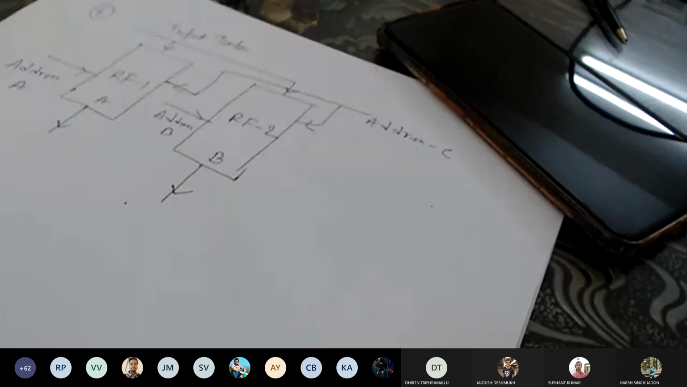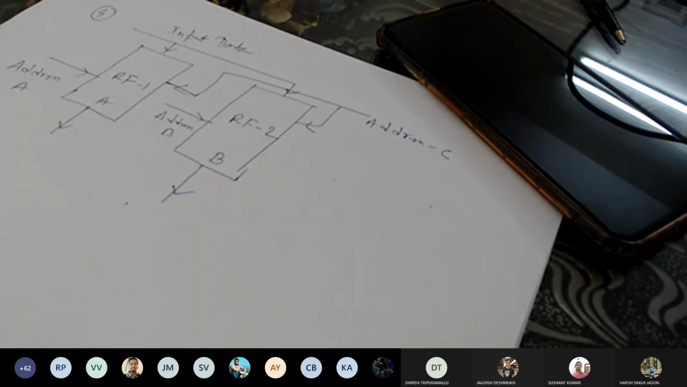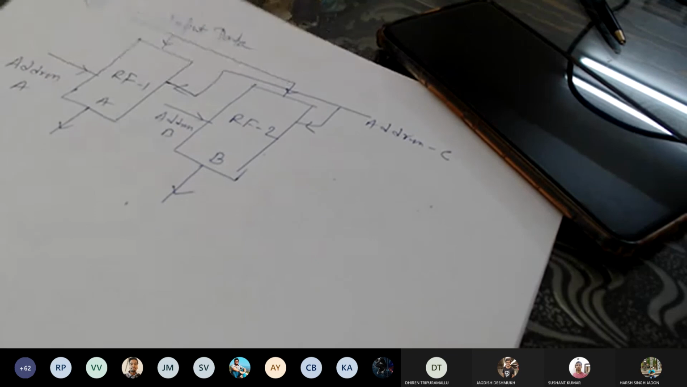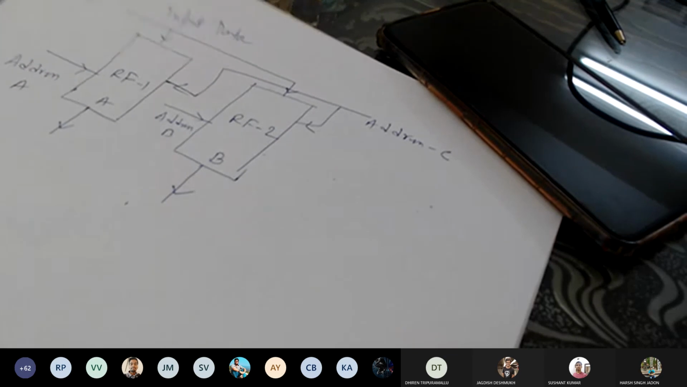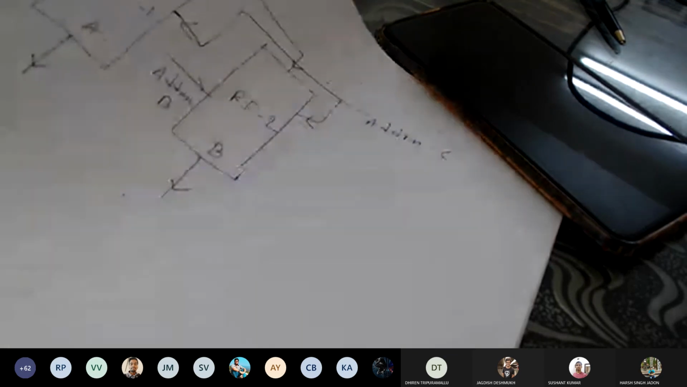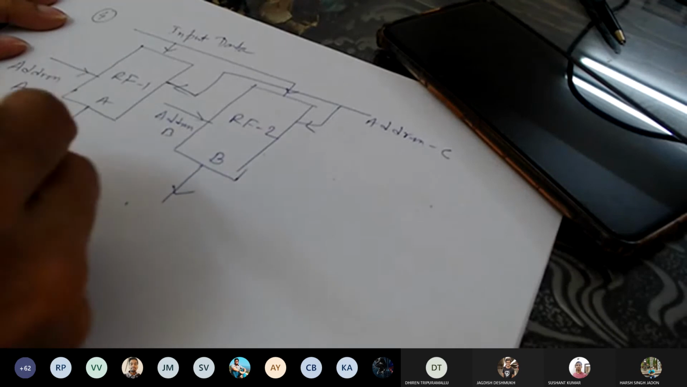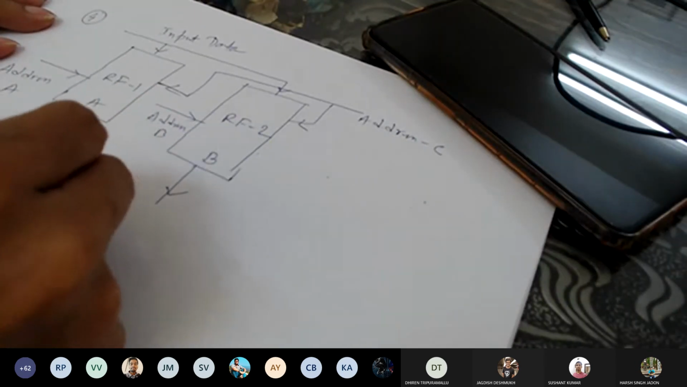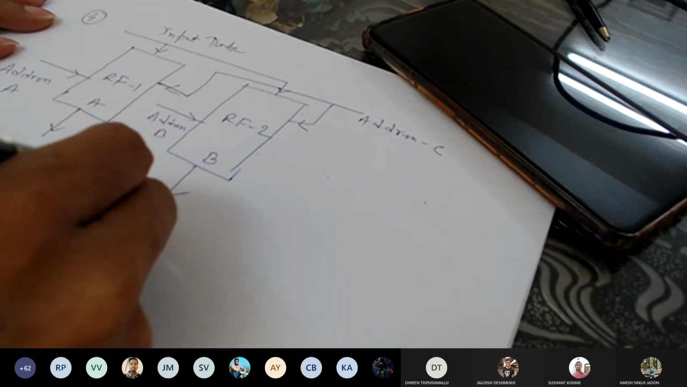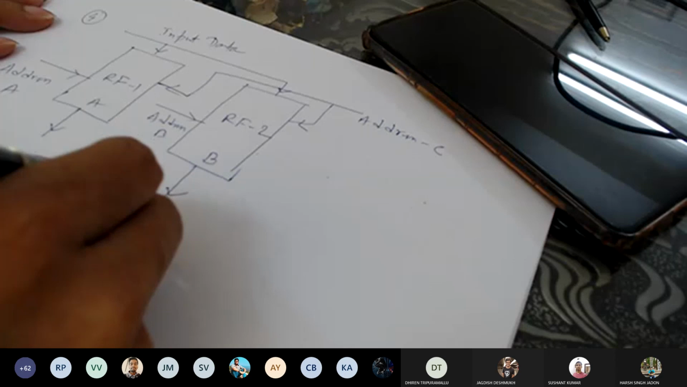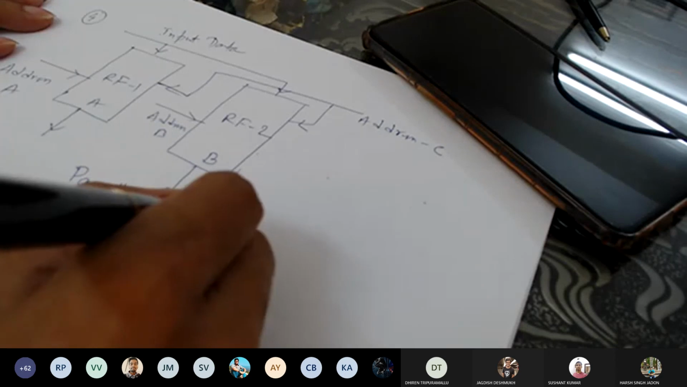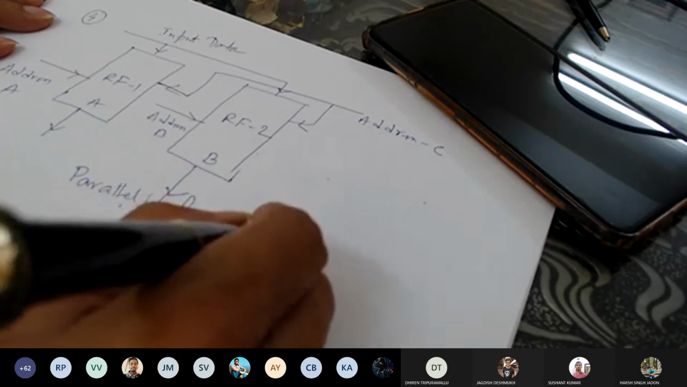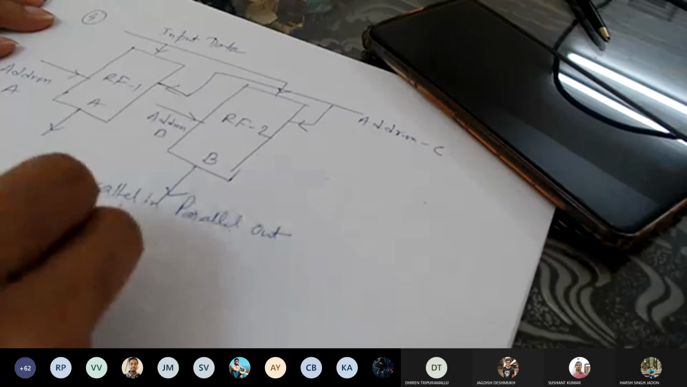So hopefully this part is now clear, the register file part. I'm not going into the details of the implementation of the register file, that is, parallel in, parallel out register.